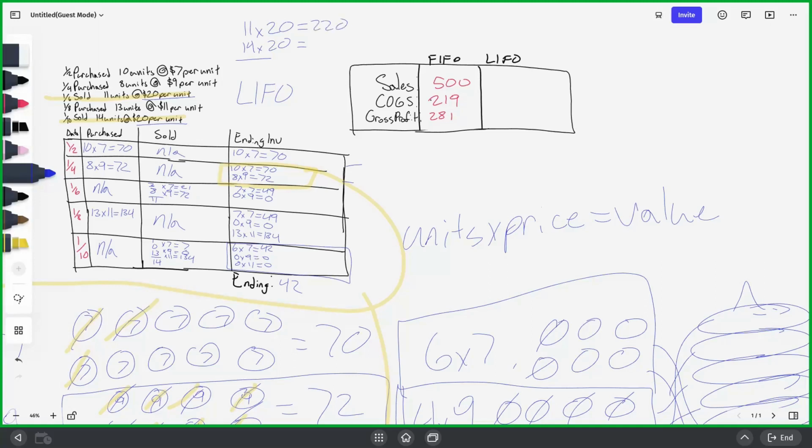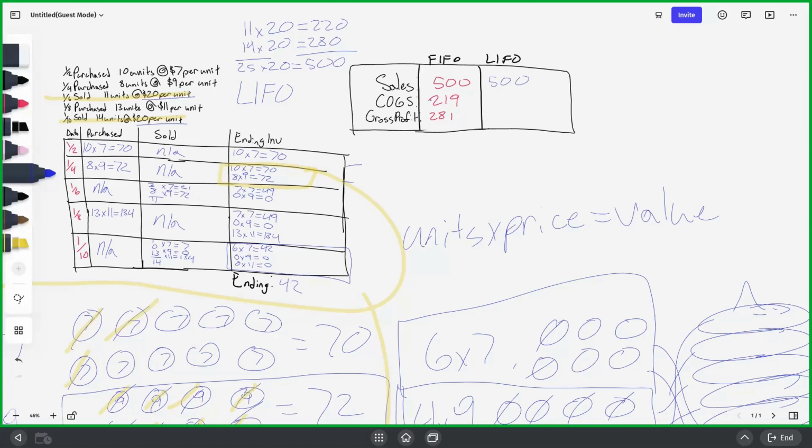You do it 2 ways. You could multiply each separately, but if each one is sold at the same value, add them together, times it by 20, and you're going to get the same thing, 500. And no matter if you're FIFO or LIFO, it will always be the same.